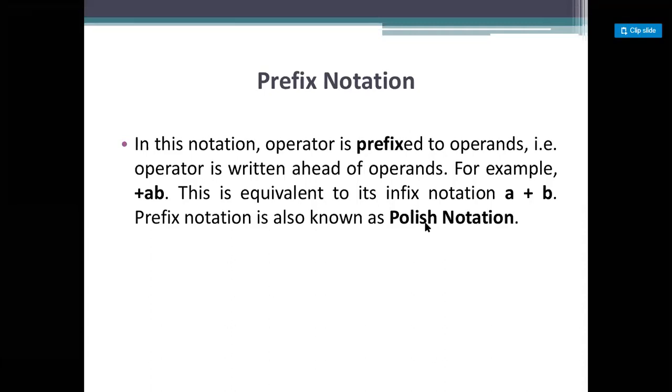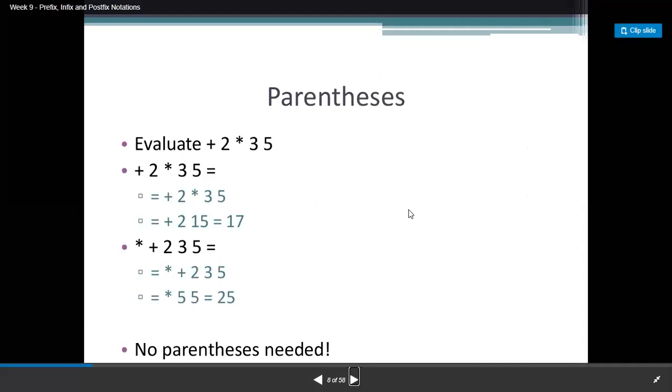Now there is another one, but first let's finish this one. What is the advantage of this prefix notation? Instead of writing in between the operands, like 2 3 5, we write the operator before the operands. The advantage is, first of all, no parentheses needed. Number two, if an equation is in this form, we can evaluate it using a stack.